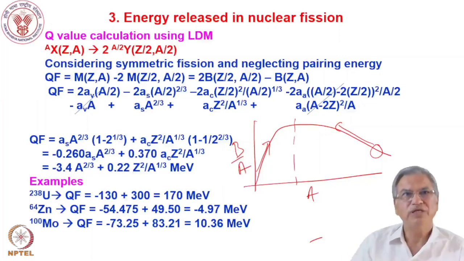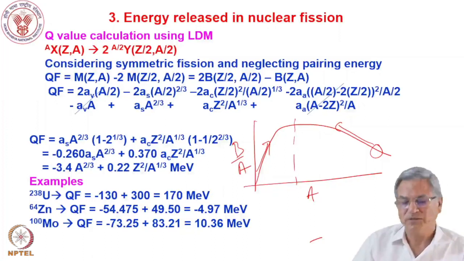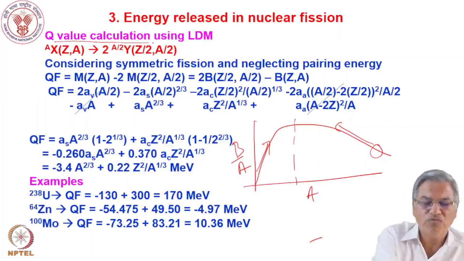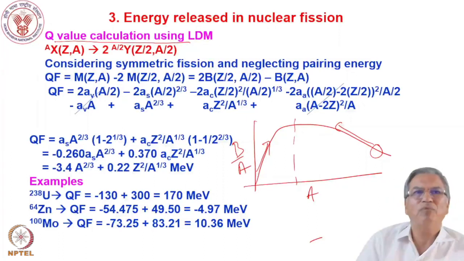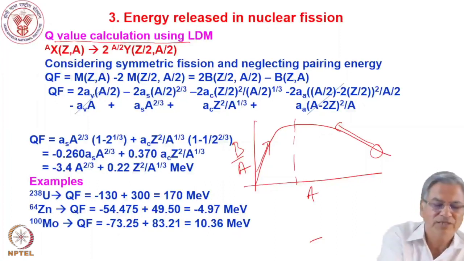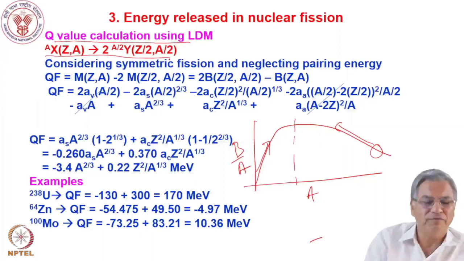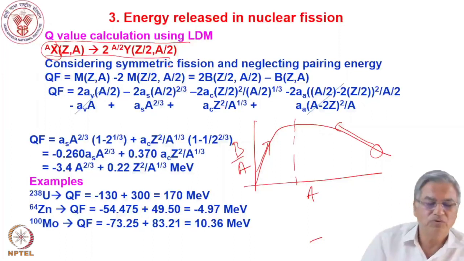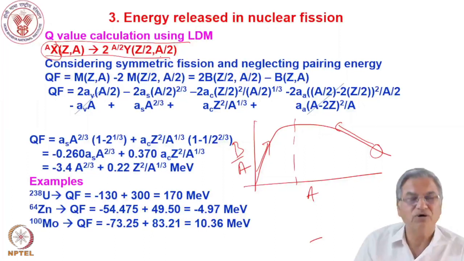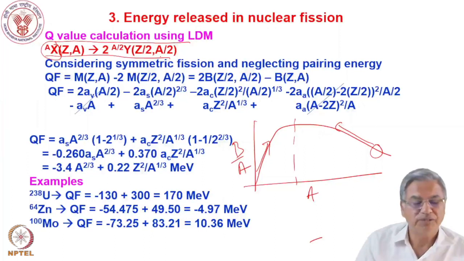So grossly you can say that a heavy nucleus can undergo fission because of the change from low binding energy to high binding energy. Let us now calculate the Q value for fission from the liquid drop model. Assuming the liquid drop model, the highest energy release is for a symmetric splitting of a heavy nucleus, so we will consider the splitting of the heavy nucleus AX into two equal halves. So Z goes to Z by 2, A goes to A by 2. There will be two fragments of mass and charge A by 2 and Z by 2.